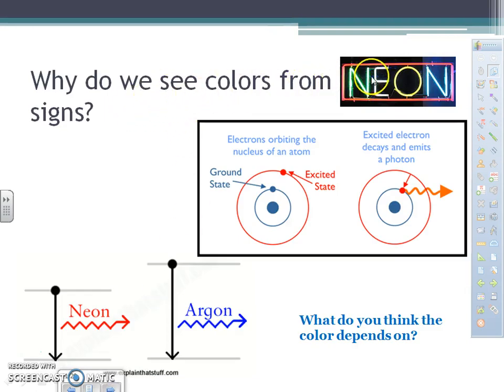Now, why do we see colors from neon signs? And this is going back to why do we see different colors when we burn different metals? And why do we see different colors when we throw different kinds of wood in fires? It's because they have different matter made up in that wood as they're decomposing. And so this is a good picture, but I'm also going to draw one here with you.